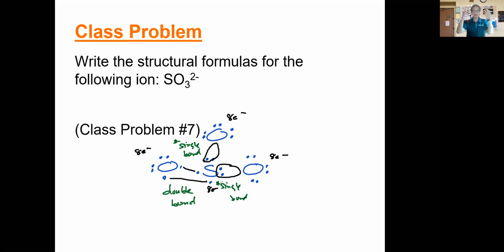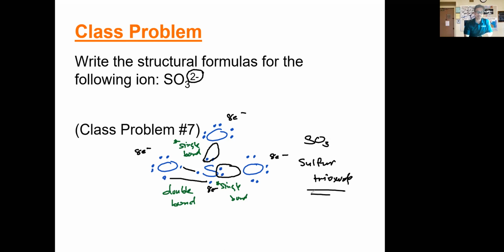And then you look at this and say, oh, there's a 2 negative charge here. So this isn't the correct structure. What we've done here is written out the structure for the neutral compound that is known as sulfur trioxide.